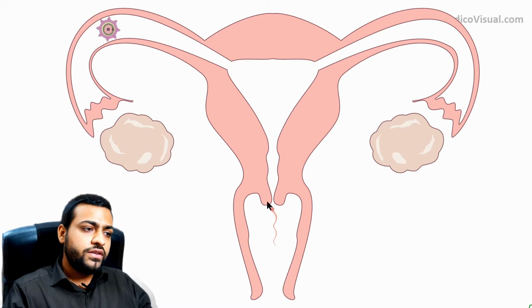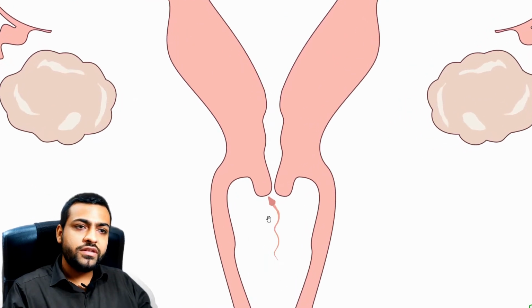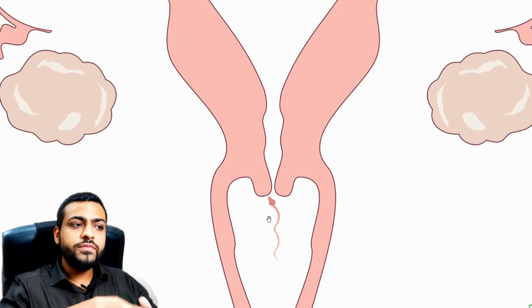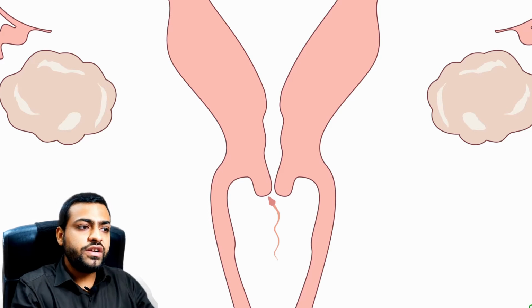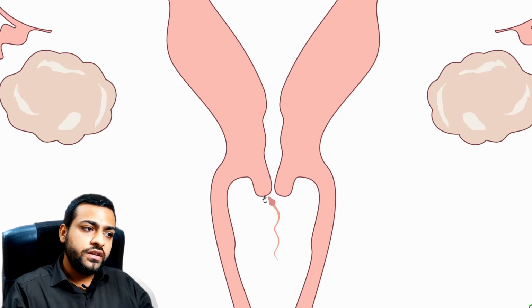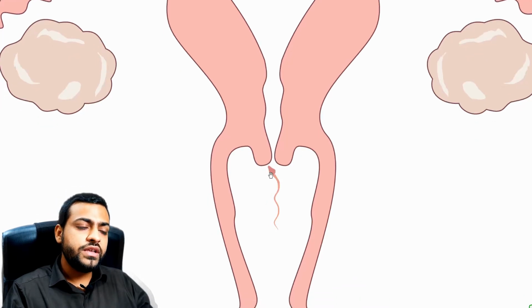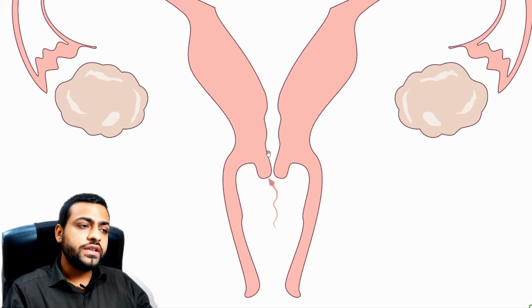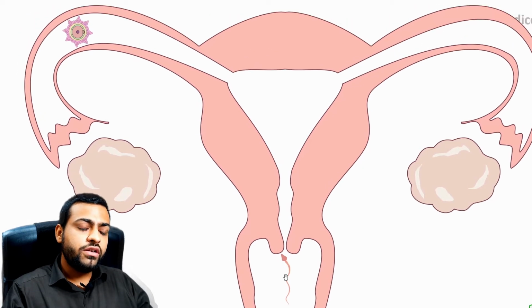How come? First of all, it has to travel all the way. Millions of sperms are loaded as an ejaculate after sexual intercourse near the cervix, near the opening of the cervix into the vagina. And from this opening of the cervix in the vagina, this sperm, I am showing only one sperm.